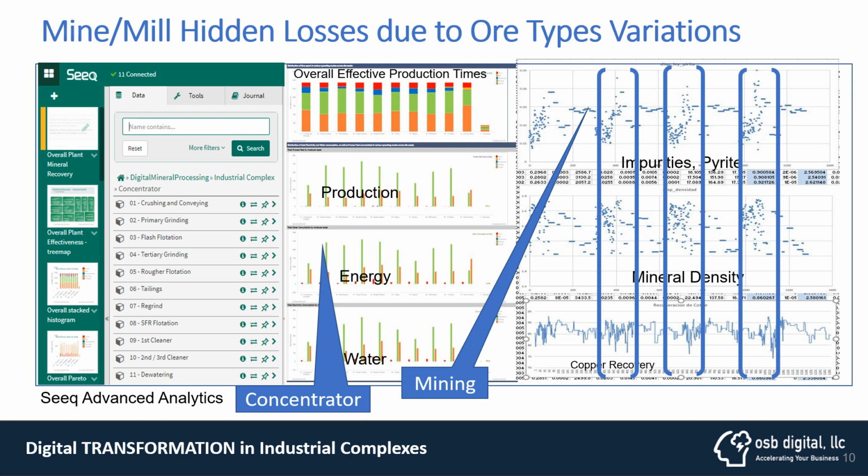So energy and water are the most important consumables that we are tracking to identify the hidden losses in all these processes and all these units in a mineral processing plant.